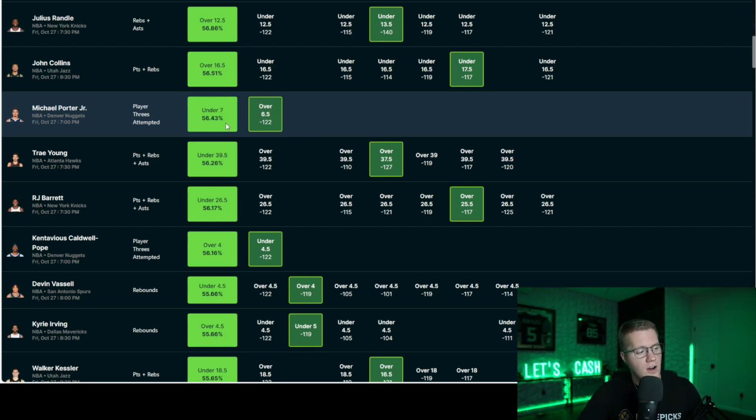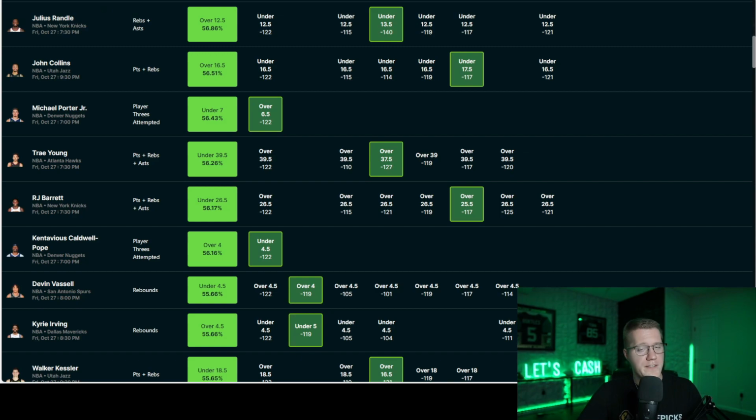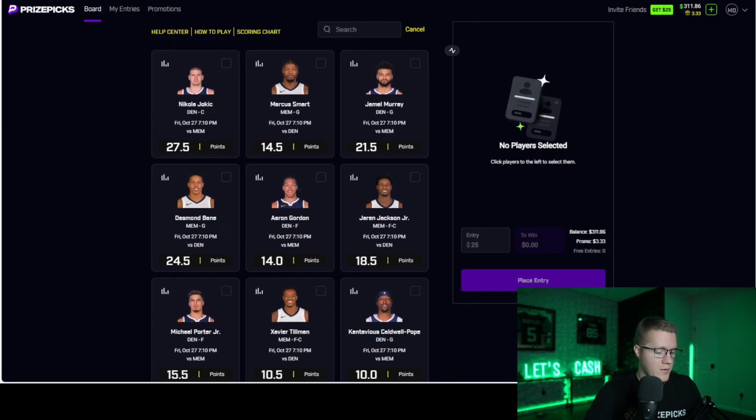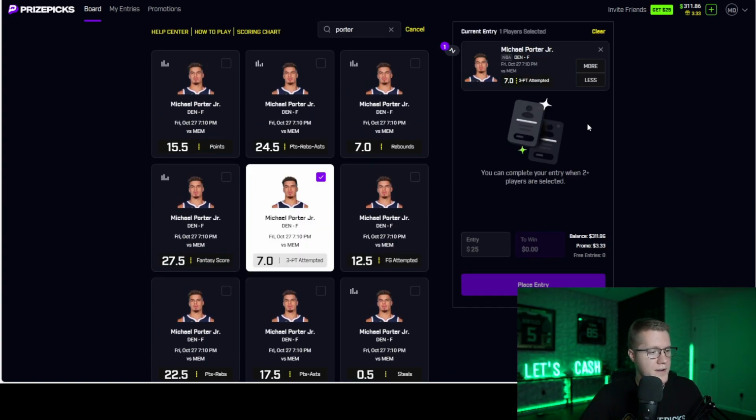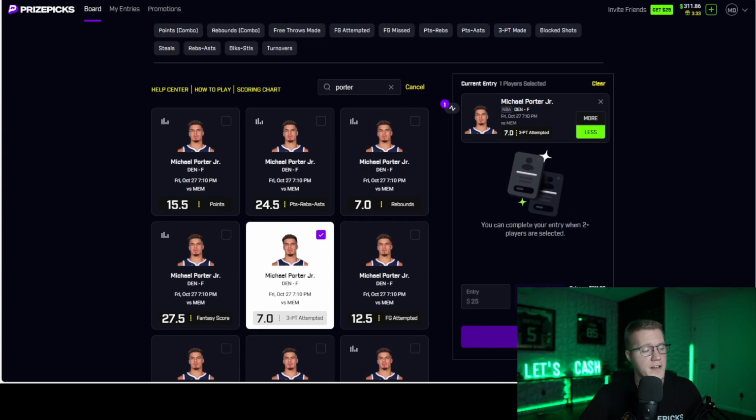This is going to land on that 7 mark, given our models, at a 6.43% rate, which is higher than the threshold for that 54.26% hit rate. So what I would be doing here is going over to Michael Porter, putting him in, and hitting the under here on his 3 points attempted, because this looks like a great play according to the market.